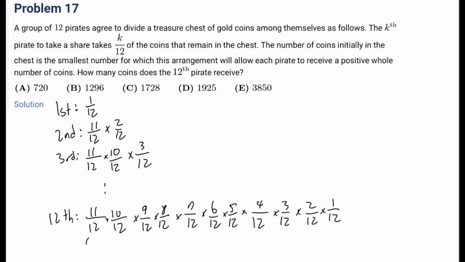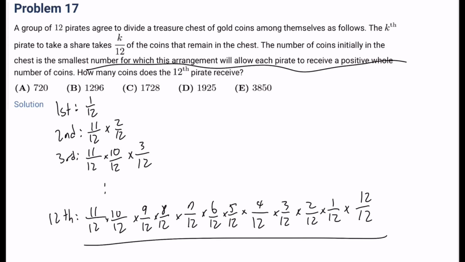That will be the amount that's left over, and then multiply that by, it's the 12th pirate, so it's 12 over 12. And so this much is the number of coins. That's the fraction that the 12th pirate receives. It's the smallest number for which this arrangement will allow each pirate to receive a positive whole number of coins.